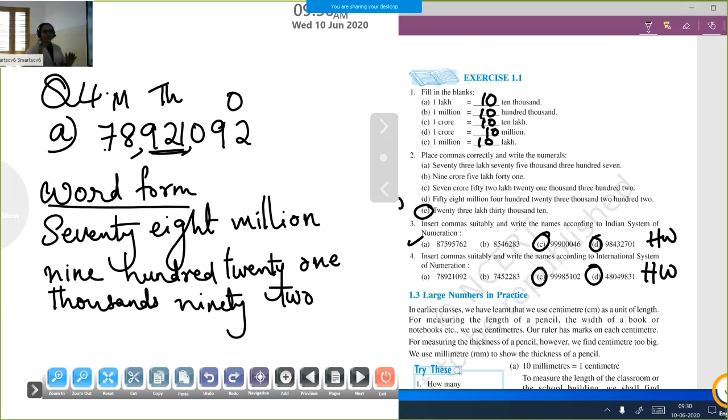Okay, after each group of numbers, mention its period. So 78, then the millions period. If you want, we can write the plural, 78 millions. 921 thousands, that is the thousands period. Then 92, finished. That is the first part. A is over. The teacher wrote the commas properly, then wrote the word form of the number.